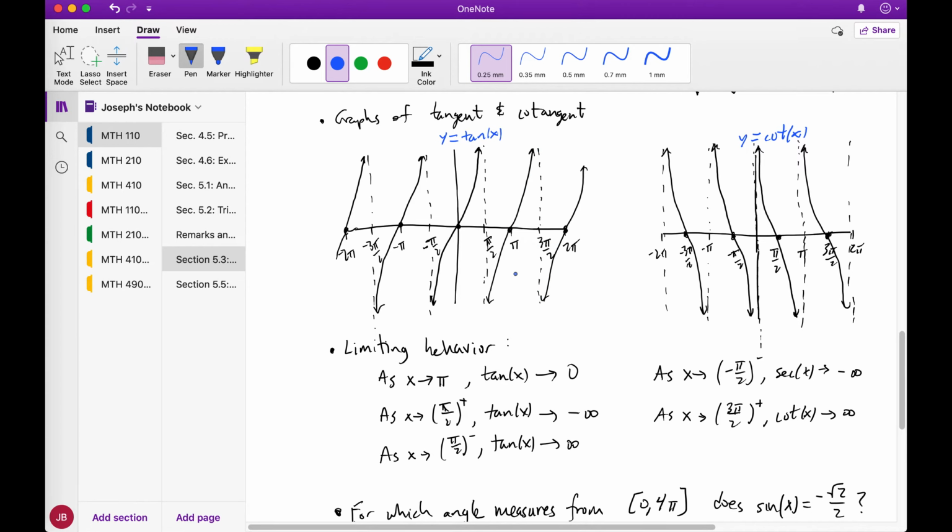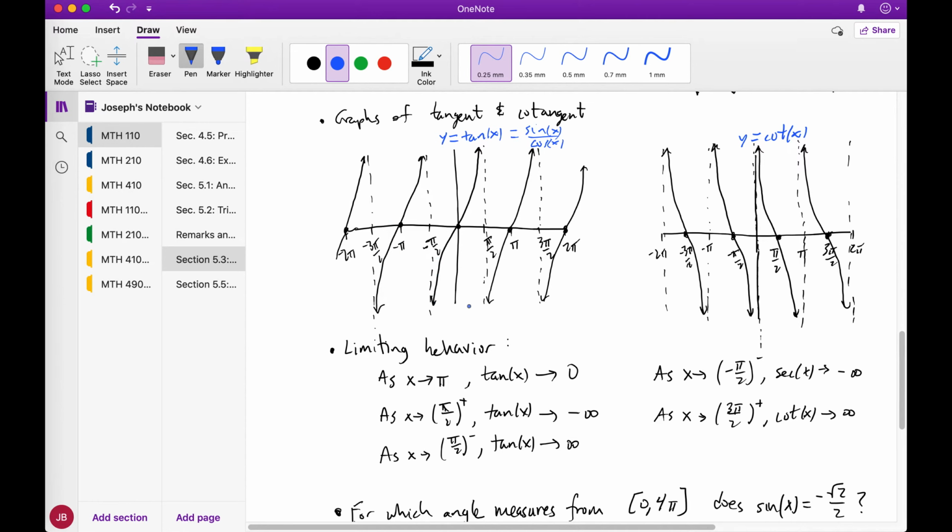The explanation for that is that tangent is just sine over cosine. So everywhere that cosine of x equals 0, you're going to have an undefined value, right? And that's exactly at pi over 2, at 3 pi over 2, at minus pi over 2, at minus 3 pi over 2, etc. Right?